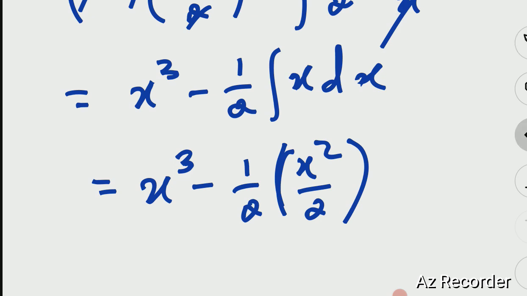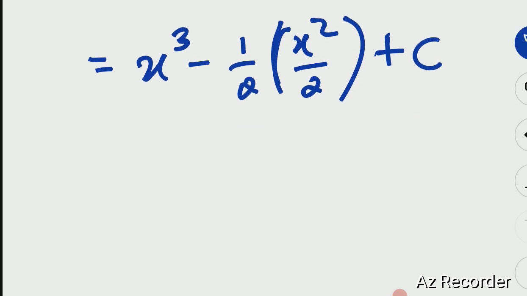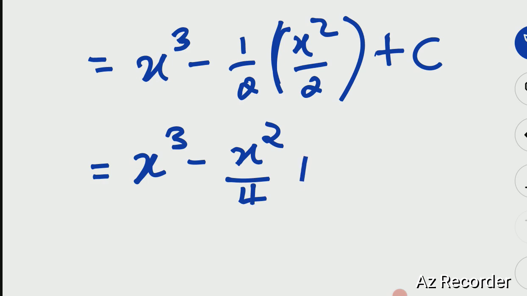So the rest here is just simplification. You don't need to simplify this as much as possible to arrive at the right answer. So let's continue. This equals x cubed minus x squared on 4 plus a constant of integration, which is c. So we are done with that.